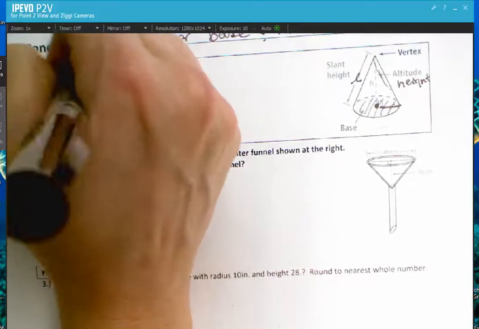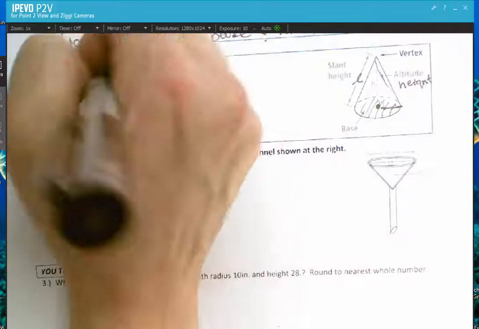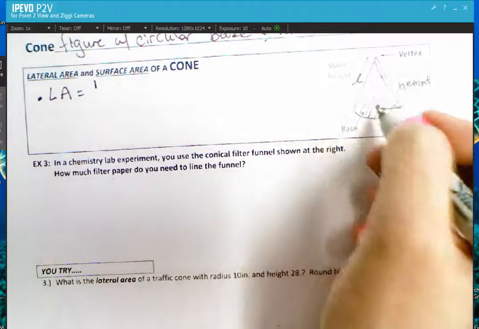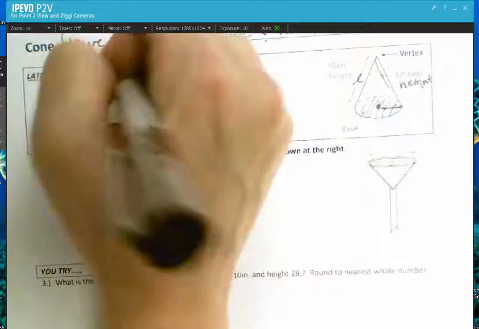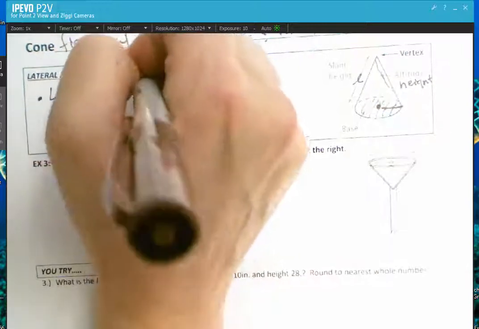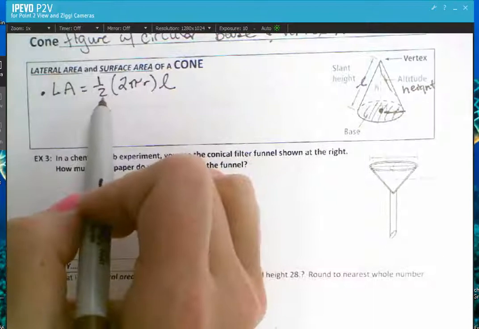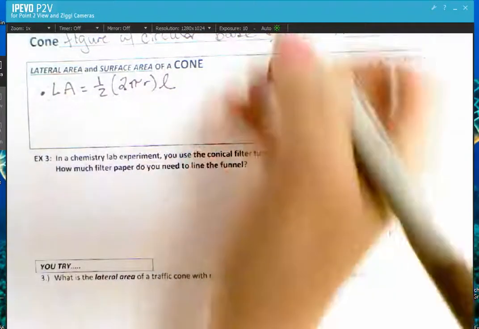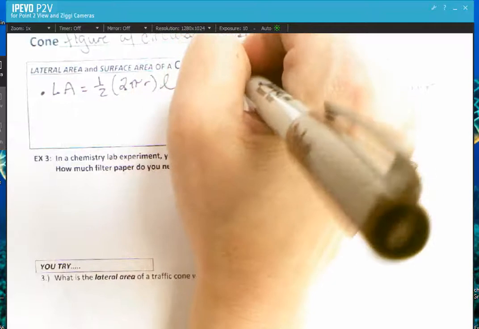The lateral area is going to equal, since we're dealing with lateral, this is all this outside stuff, 1/2 times the circumference around it, 2 pi r, times the slant height. But we know 1/2 times 2 is just 1, so I could rewrite this as lateral area equals pi r l.